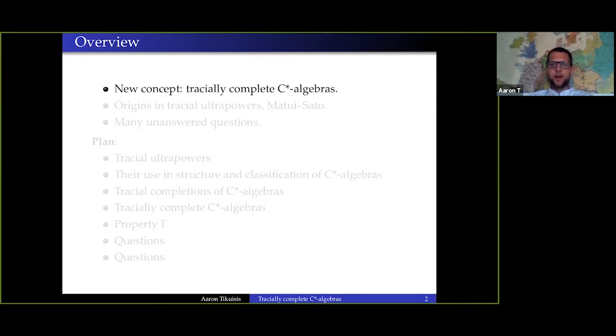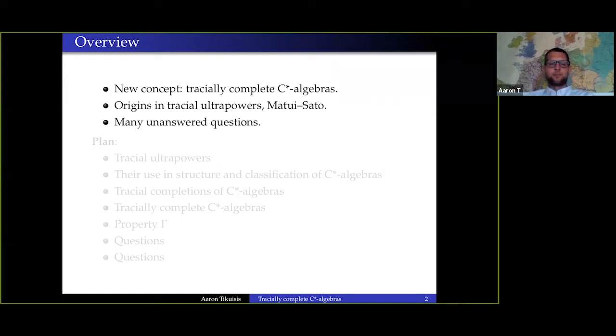So it's new, and it has origins that are not as new, but also somewhat recent, in tracial ultrapowers and really originating in work of Matui and Sato. There's a powerful framework that has led to proving a lot of things, which I'll go over. And it's a field that has a lot of open questions, which I'll get to at the end of my talk.